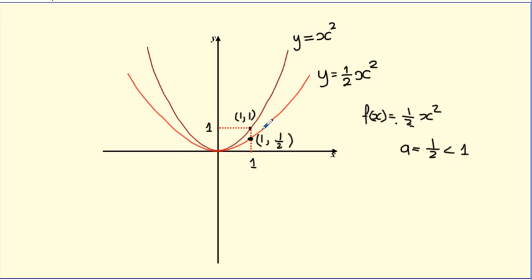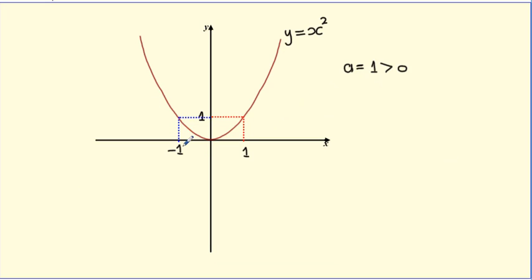And what we see about the graph is that the graph widens and becomes wider than the standard graph. So if we take this coefficient to be even smaller than half, you'll get the graph widening more around the y-axis. So that's what we have seen there.